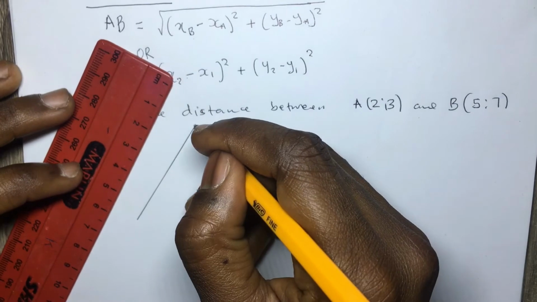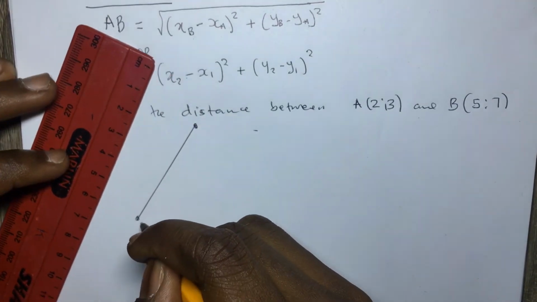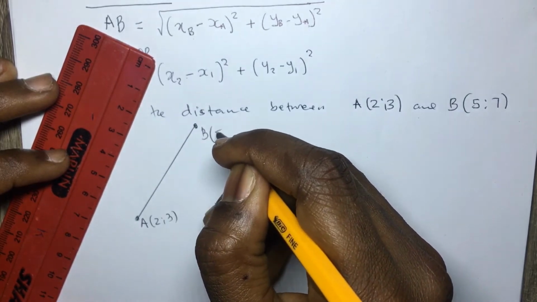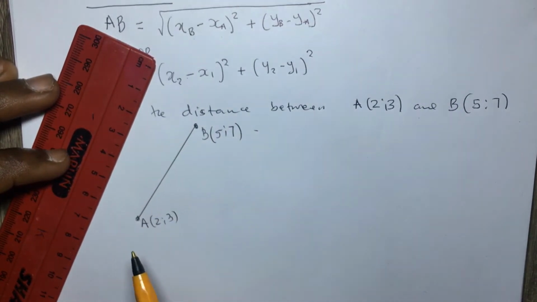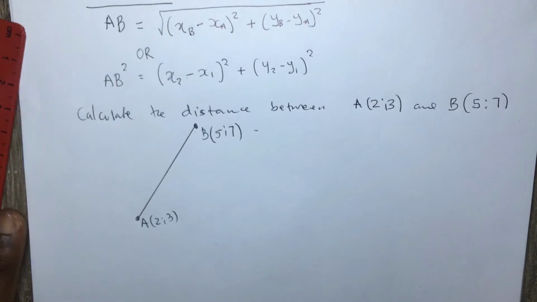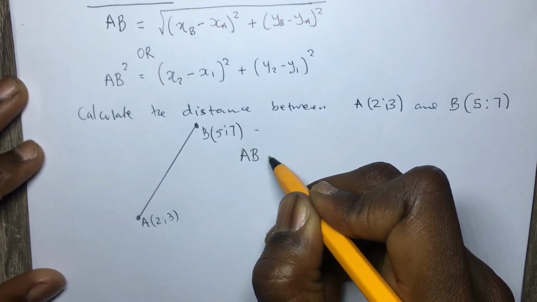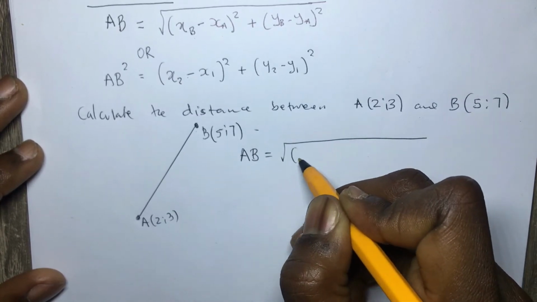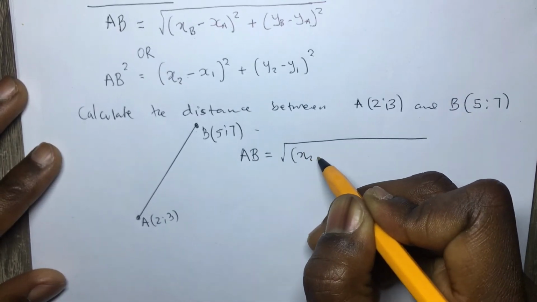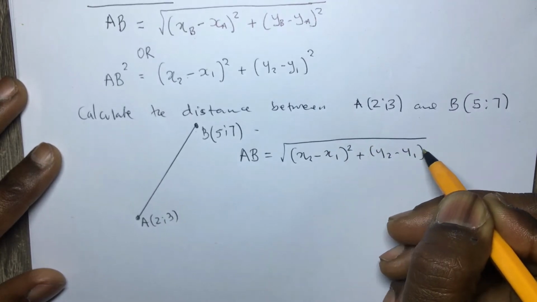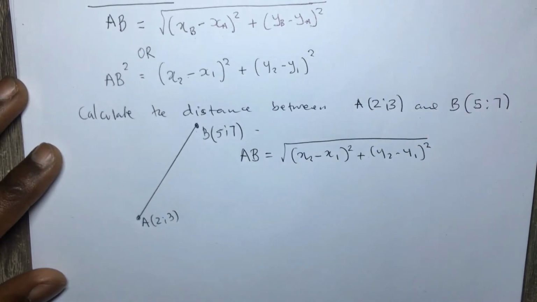So let's assume you're drawing this on a Cartesian plane. Let's say this is (2, 3) and this is (5, 7). We want to know what the distance is from A to B. So which formula are we going to use? We're going to use the first one. So AB equals the square root of (x2 minus x1) squared plus (y2 minus y1) squared.